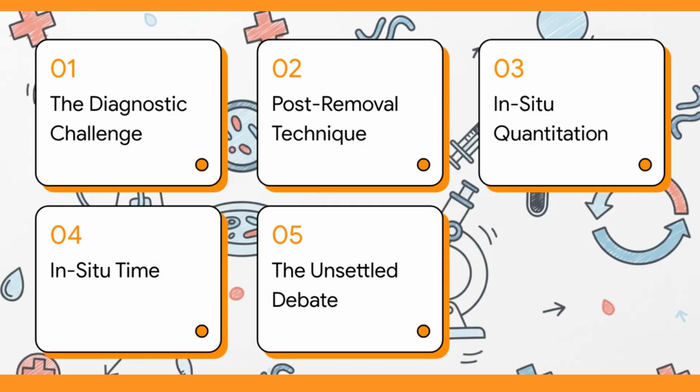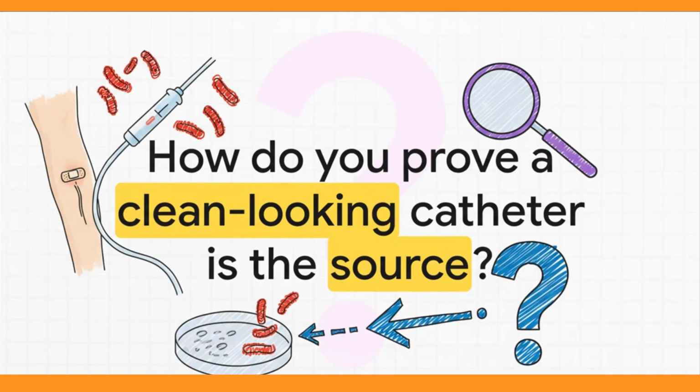So here's what we're going to cover. First, we'll break down why this is such a tricky diagnosis to make. Then, we're going to explore the main techniques doctors have up their sleeves: the classic method that requires removing the catheter, and then two really clever approaches that work while the catheter stays put. We'll wrap things up by looking at why the debate over which method is truly best is, well, still a hot topic.